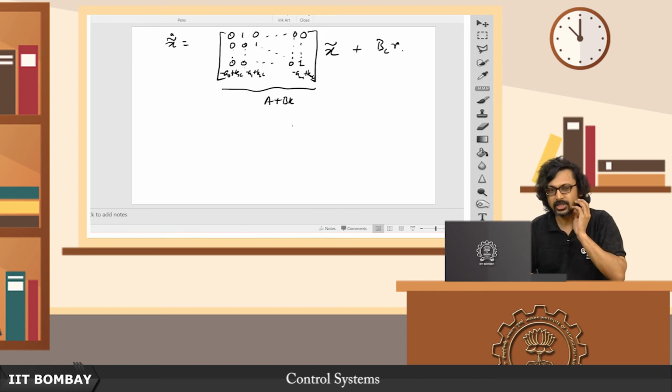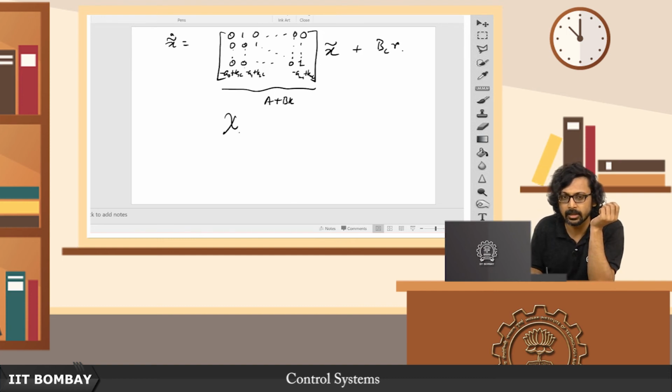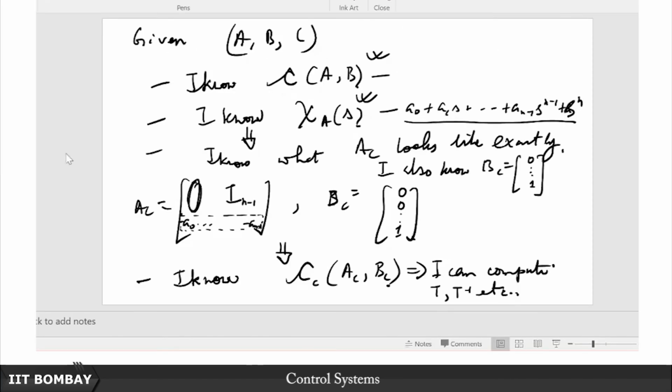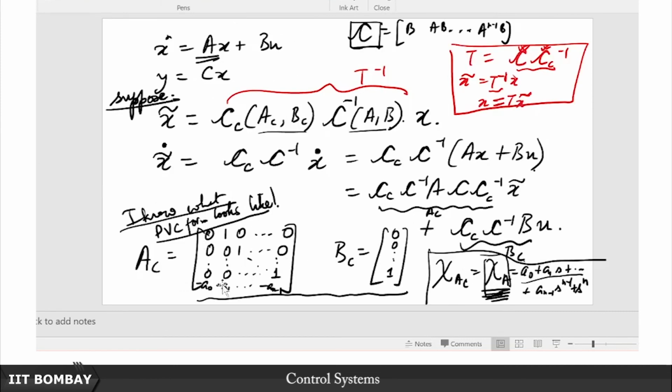Now the question is, what is the characteristic polynomial of A plus BK? See, nothing has changed except for the fact that these coefficients have been changed by only these gains. So I observed that, in the same fashion as when you realize something in the phase variable canonical form, this is exactly what the characteristic polynomial looks like.